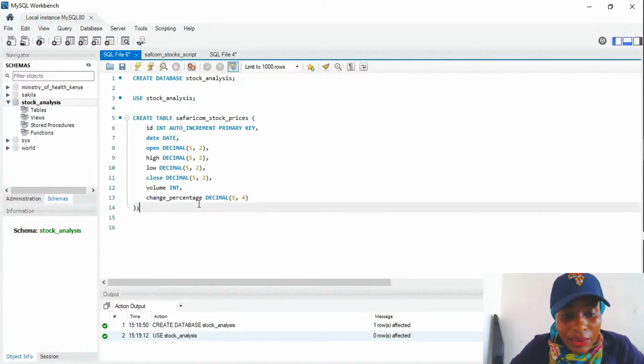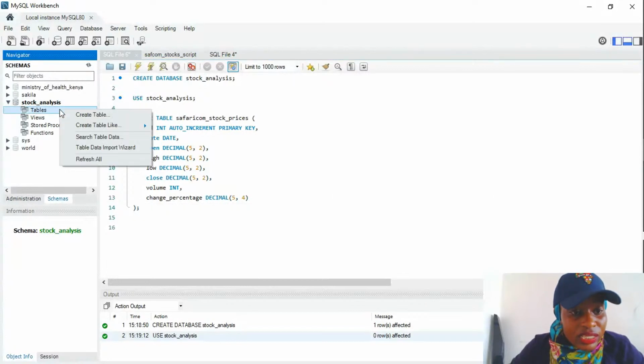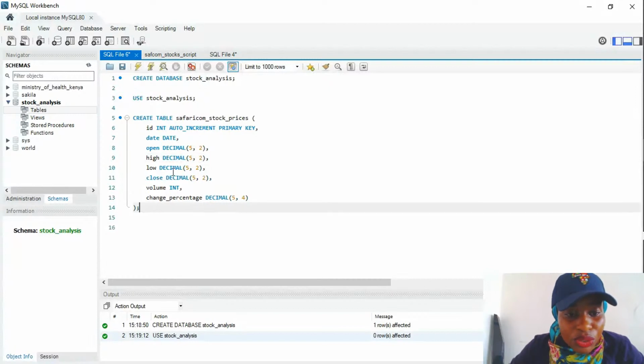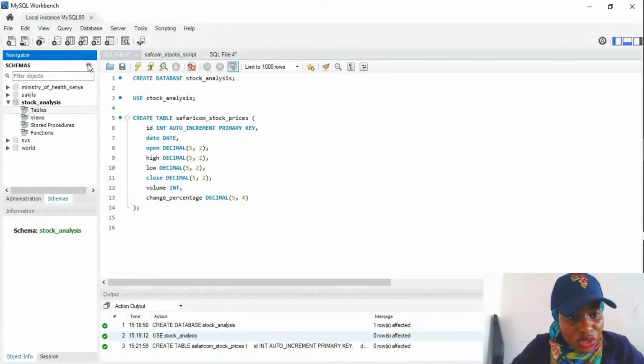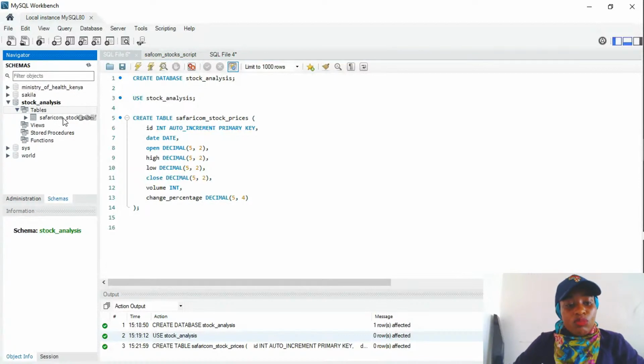The next thing I want us to do is come to the tables here, right click. No, let's run it first. Sorry. Let's run this query. You can just run this particular query by clicking on the one that executes the statement under the cursor. And you see our table has been created for us here. Let's just refresh, and now we have the table here. So come to the table.